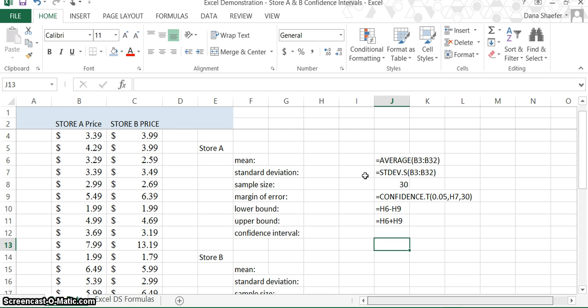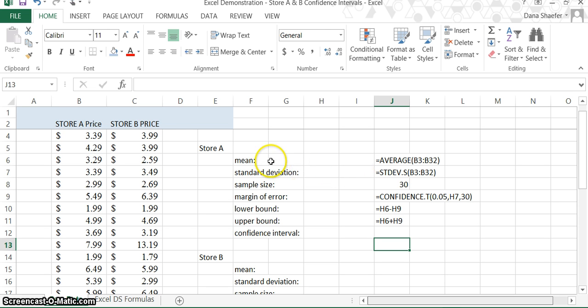So remember, this data that we were working with way back when is sample data, so I do not know my sigma. So my sigma is unknown, so that means I need to do a t interval. So I'm not using z, I'm using t interval in this one's case. So I've kind of set this workbook up for us so that we can step through, and we're going to do store A and we're going to do store B.